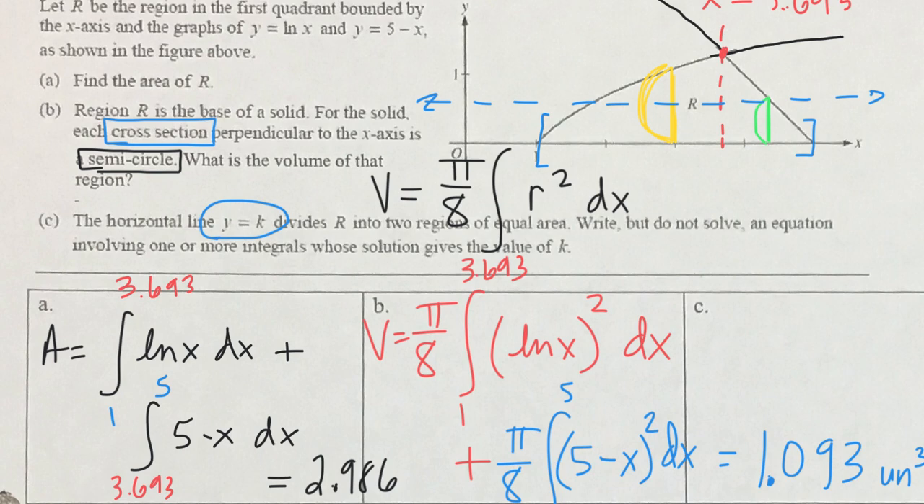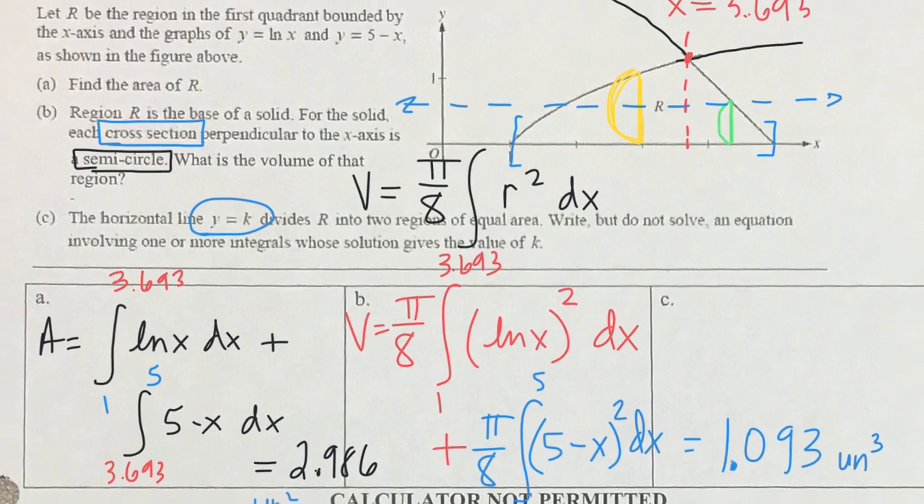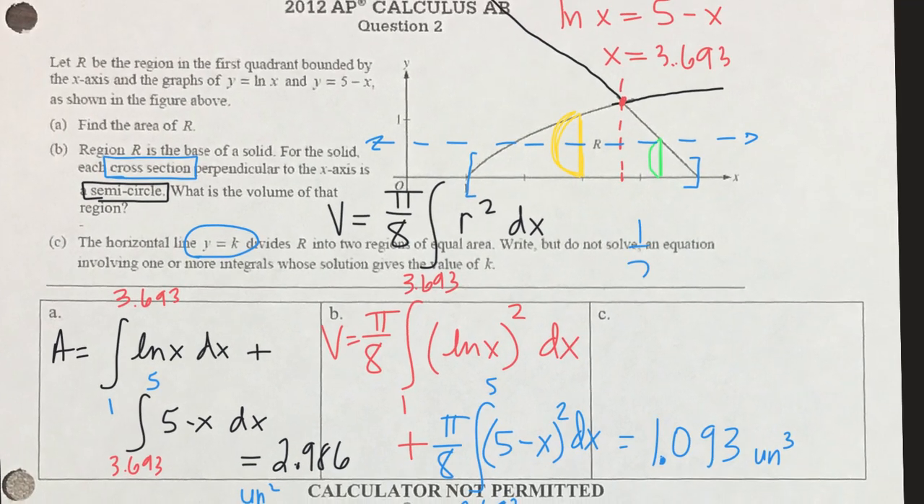Okay, so we're trying to divide this into half, right? Half of our area was 2.986, so that's not hard to do. It's not hard to find half of the area. 0.5 times 2.986, so half of the area is 1.493. Now, how are we going to figure out how this y equation comes into play?